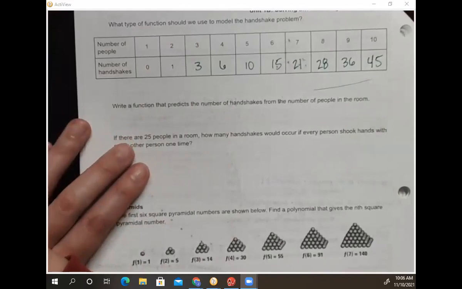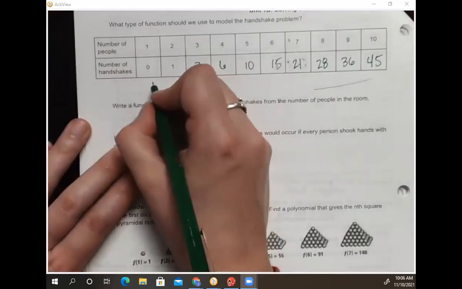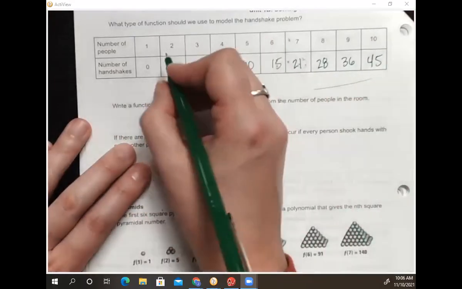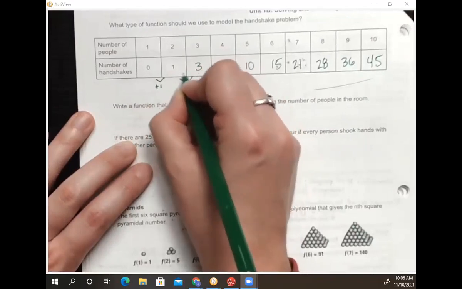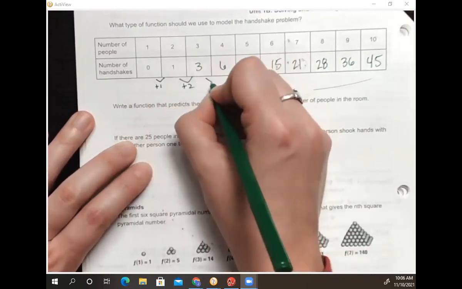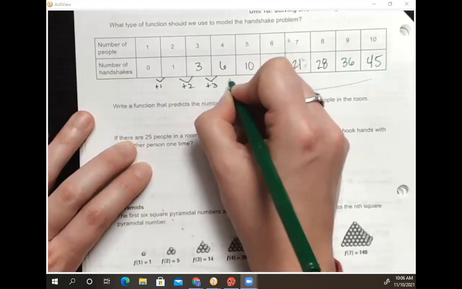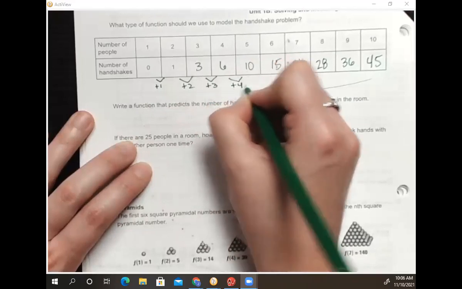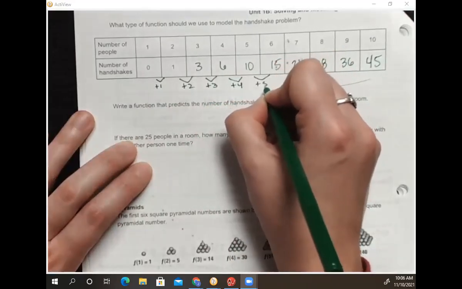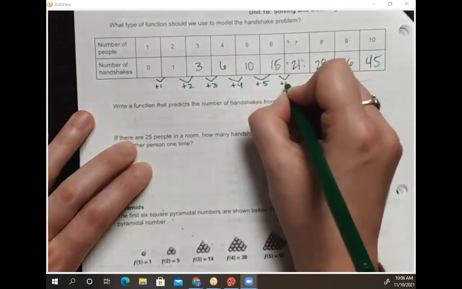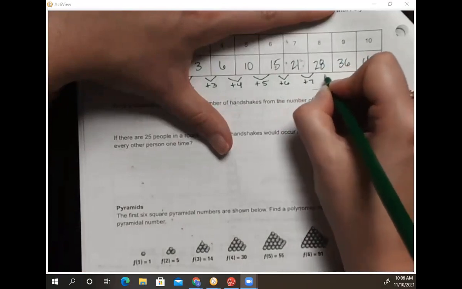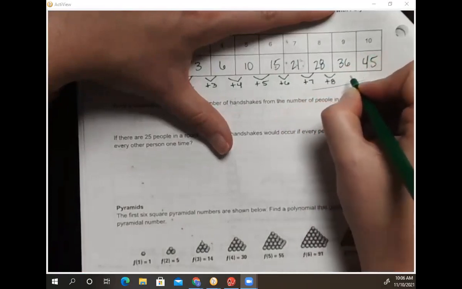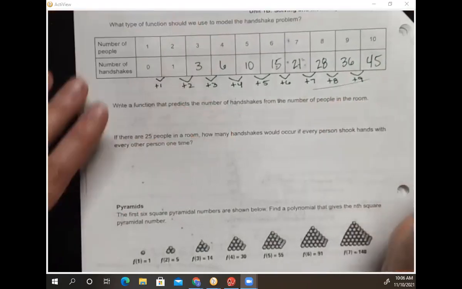And then we had already started to pick out a pattern here. So I'm going to start from the beginning, even though I know we've already talked about some of this. To get from 0 to 1, we have to add 1. To get from 1 to 3, we have to add 2. To get from 3 to 6, we add 3. To get from 6 to 10, we add 4. To get from 10 to 15, we add 5. 15 to 21, we add 6. 21 to 28, we add 7. 28 to 36, we add 8. And 36 to 45, we add 9.